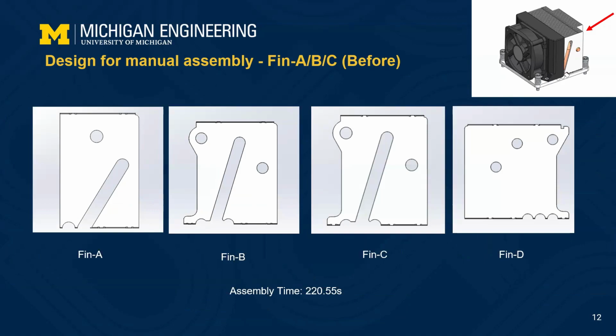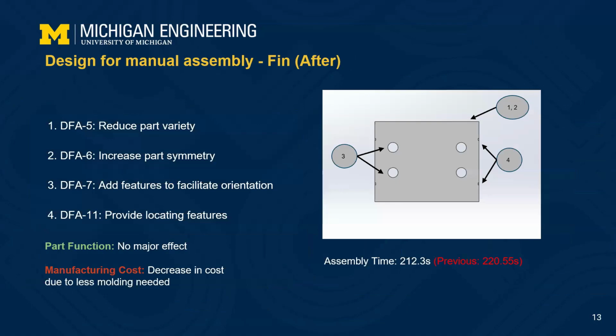The original fin design takes 220 seconds to assemble. We improved the design for manual assembly by decreasing the part variety from 4 to 1. We also added some features to increase part symmetry, facilitate orientation, and provide locating features. There's no major effect on the part function. Also, the cost decreases due to less molding needed. Assembly time was reduced to 212 seconds.